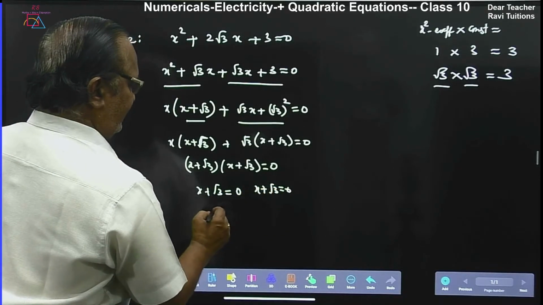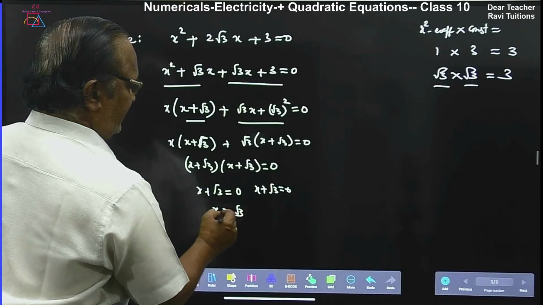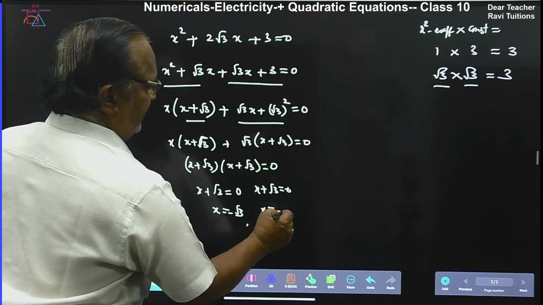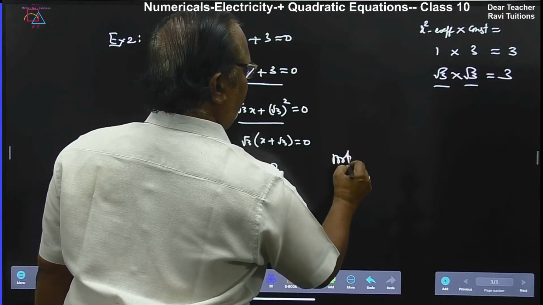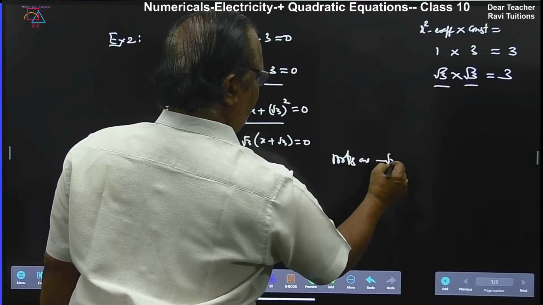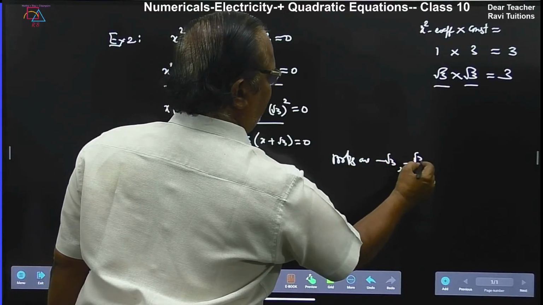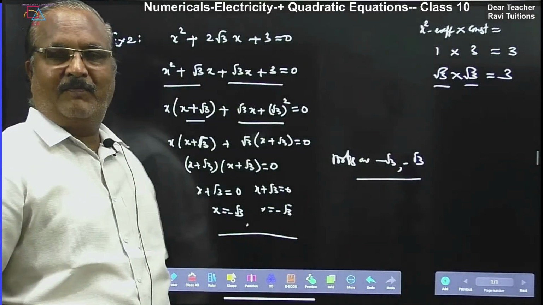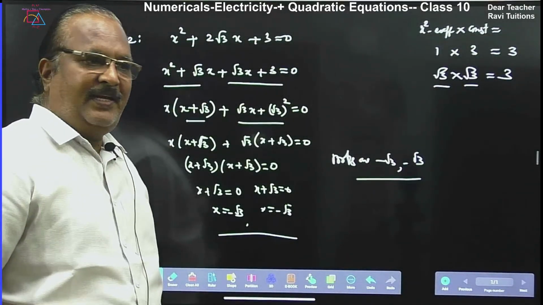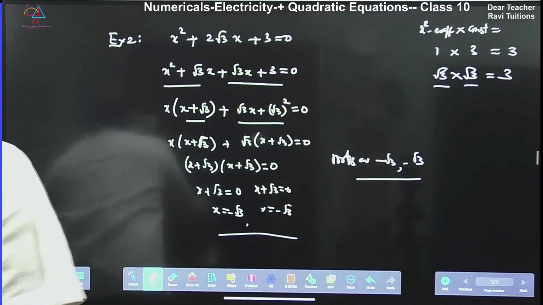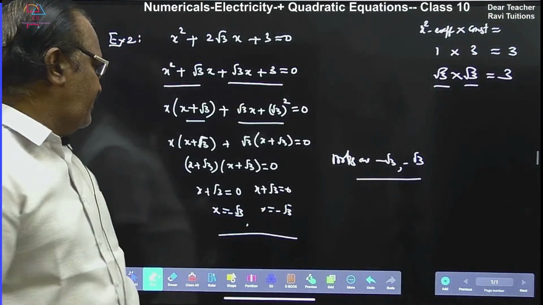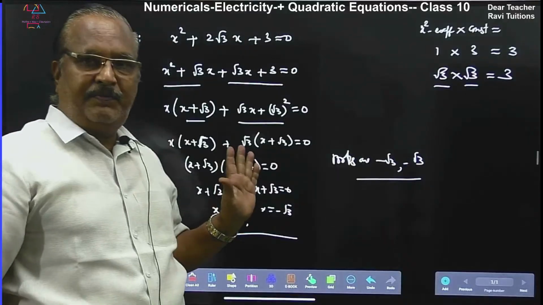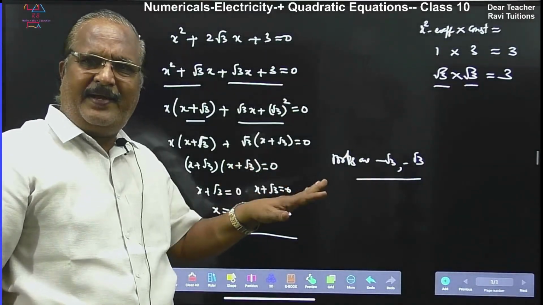X is equal to minus root 3 and x is equal to minus root 3. Therefore the roots are minus root 3, minus root 3. Roots are equal and irrational. So this is how you are going to get the answer. Yeah, you are right, Bhavesh. Good. Minus root 3. This is also an important question, a variety of the question.